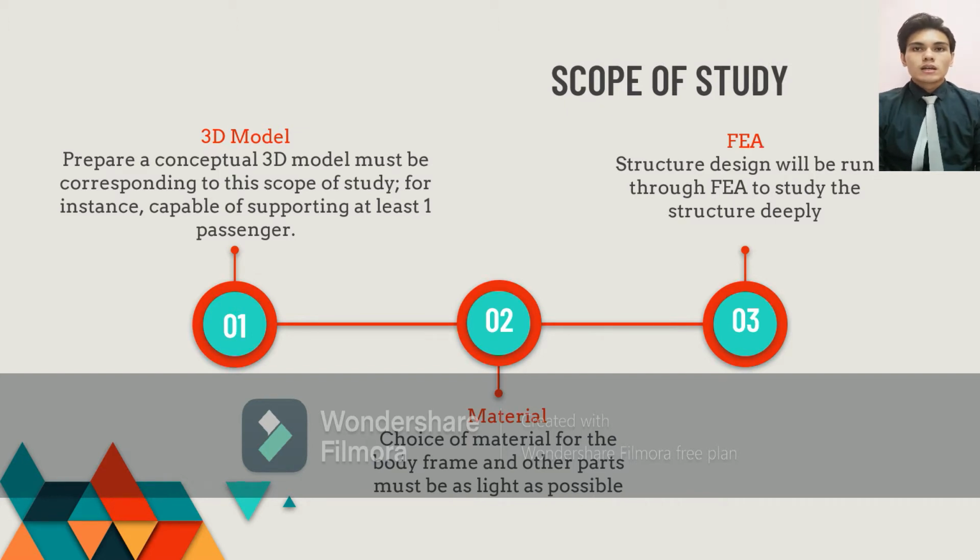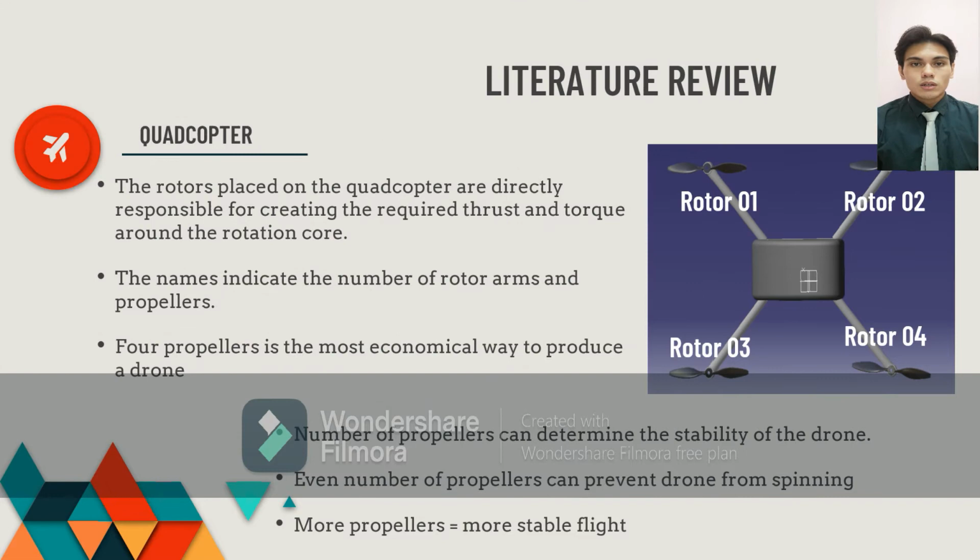On the analysis, the structure design that has been made should be run through FEA, finite element analysis, using CAD software such as SolidWorks and CATIA. Next, on the literature review, the figure shown is the passenger drone design made on CATIA V5. The rotors that are placed on the quadcopter are directly responsible for creating the required thrust and torque around the rotation core. The rotor 1, rotor 2, rotor 3, and rotor 4.